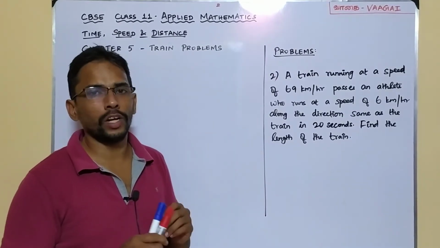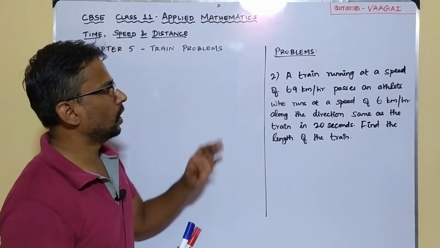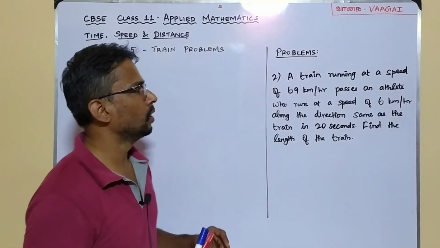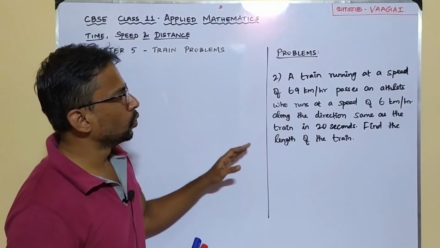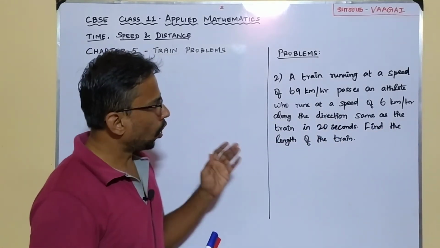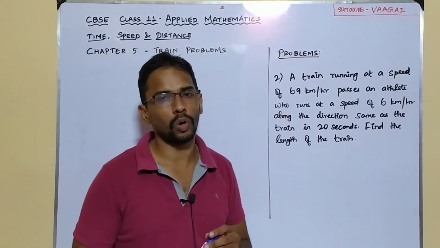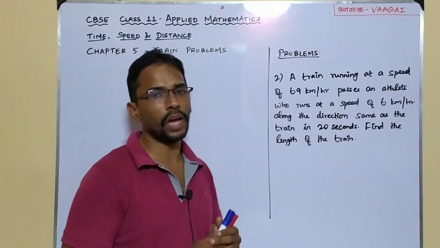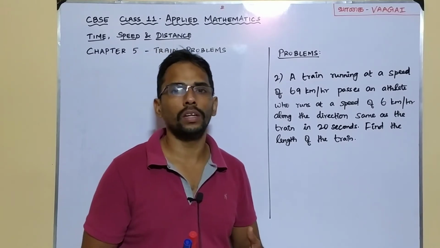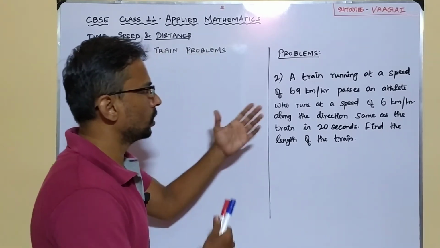Let us move on to our second question. Our question here is, a train running at a speed of 69 km per hour passes an athlete who is running at a speed of 6 km per hour along the same direction as the train in 20 seconds. So all this information is once again going to be really important. So let's have a note.